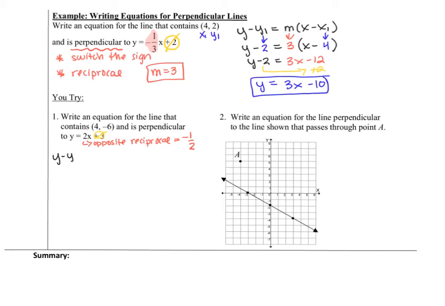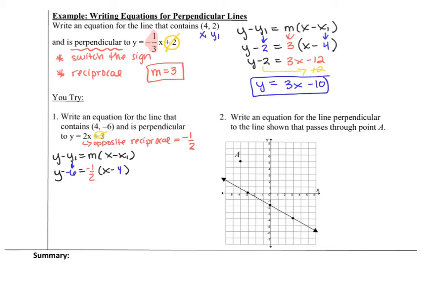So write your point slope form and substitute in everything we know. My y sub 1 is going to be given to us by this point, so that's going to be negative 6. So replace the y sub 1 with negative 6. My slope is negative 1/2. And my x sub 1 is given by the point, which is going to be 4. So point slope form would be y minus negative 6 equals negative 1/2 times x minus 4.